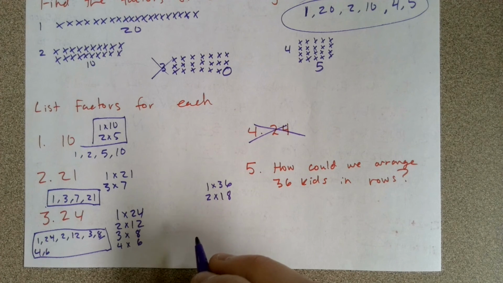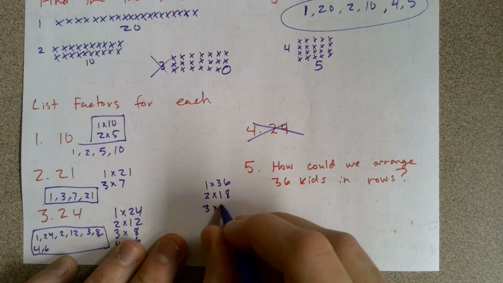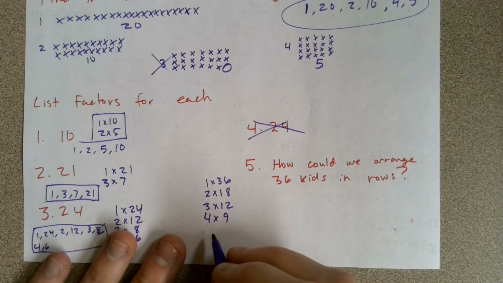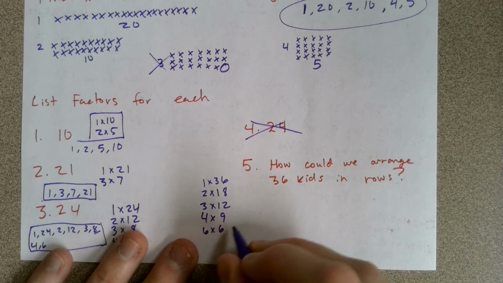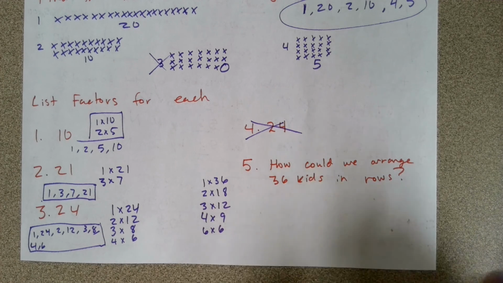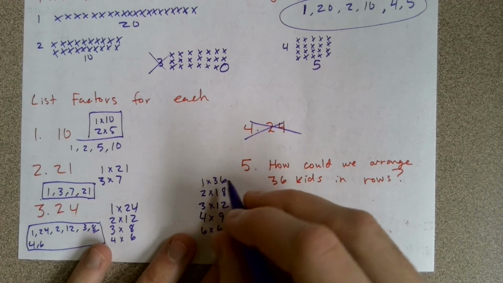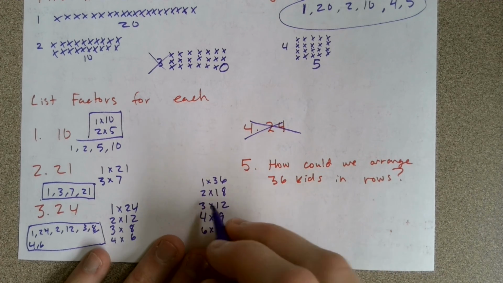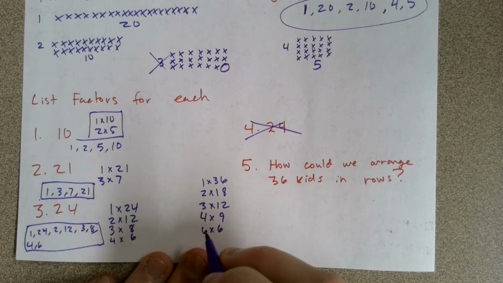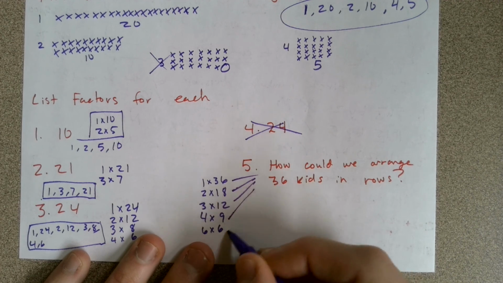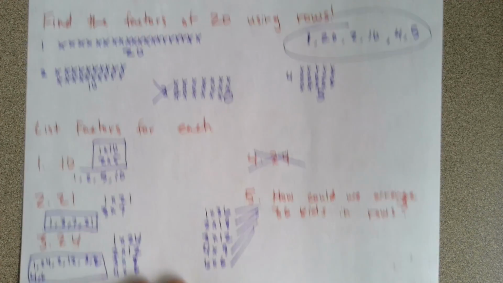3 times, let's see. 3 times 12. Perfect. 4 times 9. Perfect. 5, no. 6, yeah, 6 times 6. Perfect. 7, no. 8, no. 9, we already got. We hit the same one twice. We know we are done. We could rearrange these in rows of 1 row of 36, 2 rows of 18, 3 rows of 12, 4 rows of 9, or 6 rows of 6. Those are all ways that we could rearrange.